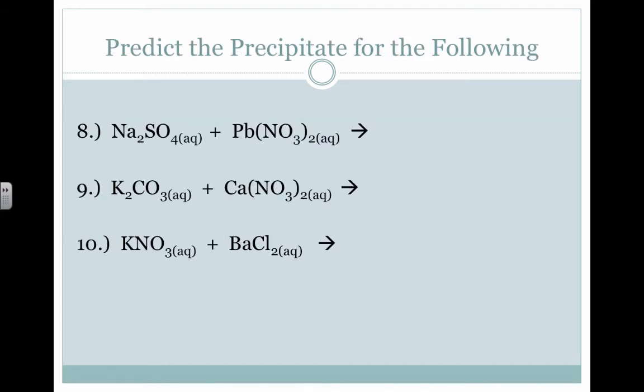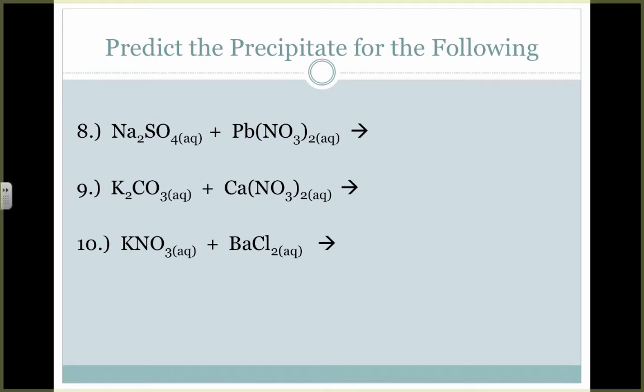Now let's work on predicting the products for a few precipitation reactions. We'll do number 8 together, then you can pause the video and try the others. Since these are all going to be double replacement reactions, our positive ions will switch places with one another. Be sure to consider the charges when predicting products. We know that sodium has a positive 1 charge, and it's going to combine with nitrate, which has a negative 1 charge, giving us NaNO3.